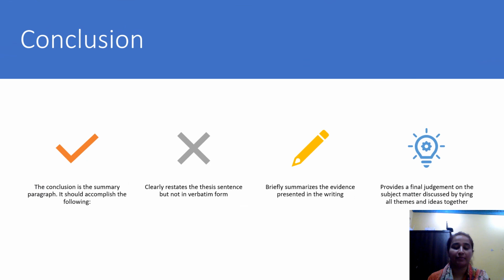Conclusion. The conclusion is the summary paragraph. It should accomplish the following: clearly restate the thesis sentence but not in verbatim form, briefly summarize the evidence presented in the writing, and provide a final judgment on the subject matter discussed by tying all themes and ideas together.